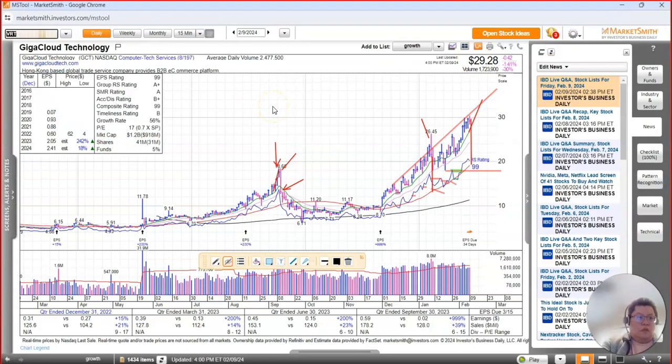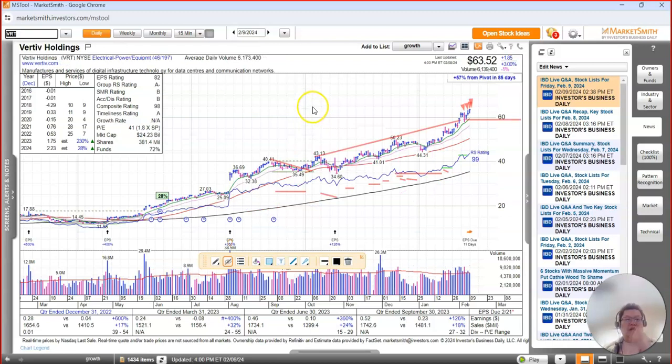Okay, next one is VRT. You can see this upper channel line right here. It passed it right here. I'm starting to take profit right now. Again, you can see the 10-day moving average starting to curve upward. So that's the slope right now. How much more will it go? I don't know, but it's starting to look very toppy.